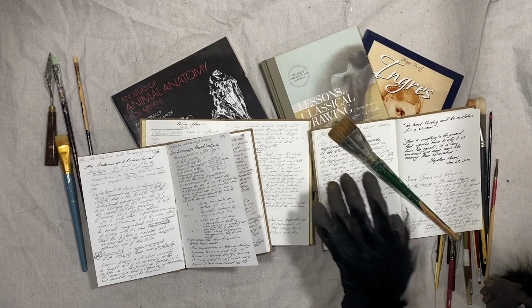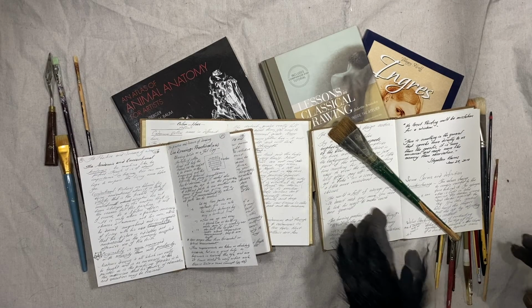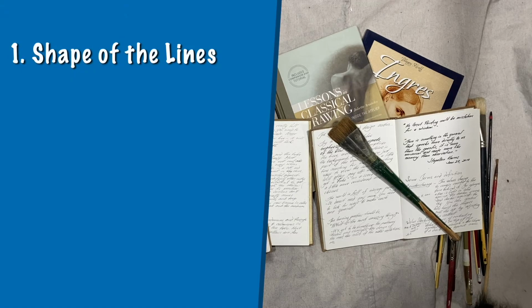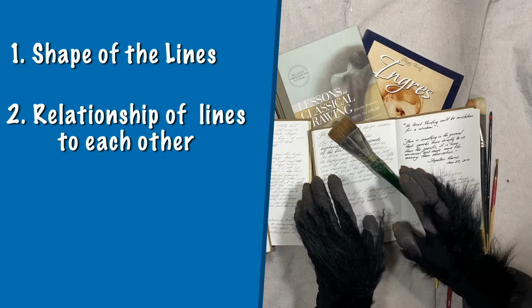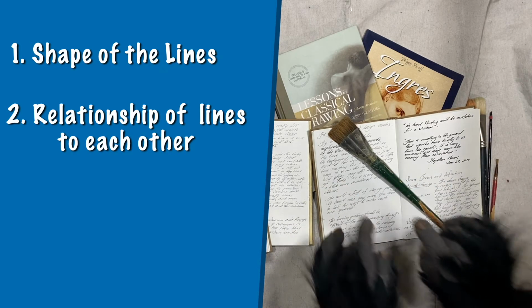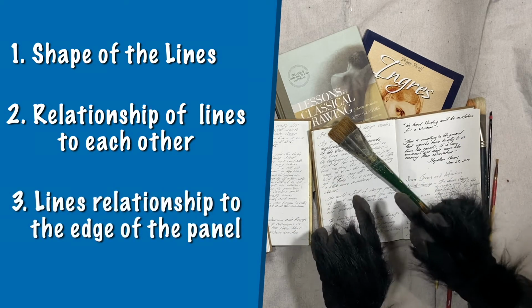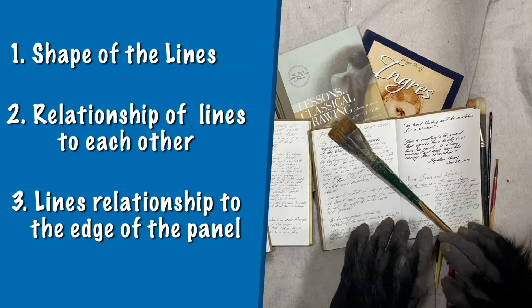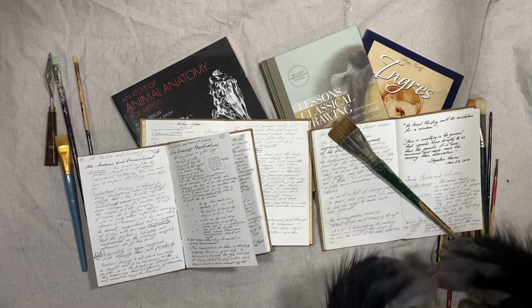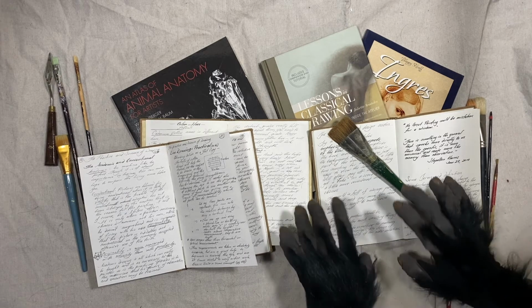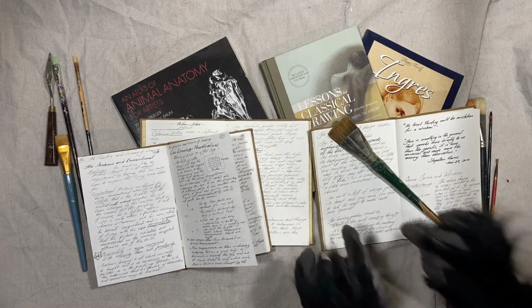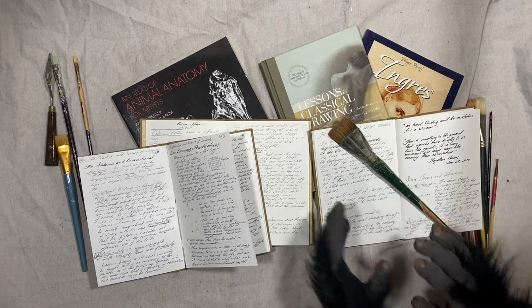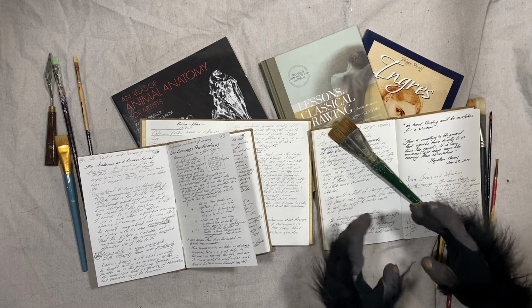Okay, this is about rhythm and the variety of line. Line rhythm depends on the shape of the lines, the relationship of the lines to each other, and the line's relationship to the edges of the panel. That last one is often forgotten about. With all good artwork, this music of line is in harmony with the artistic intention and the subject of the picture or drawing. So let's start with two lines with the least variation.